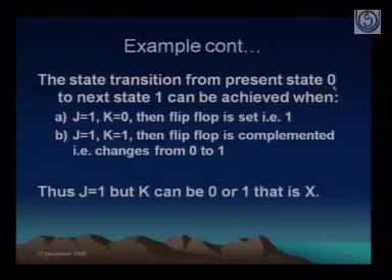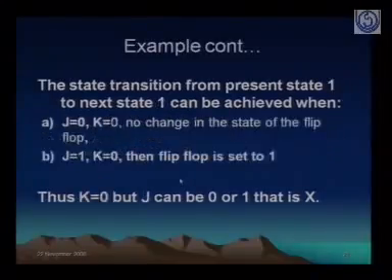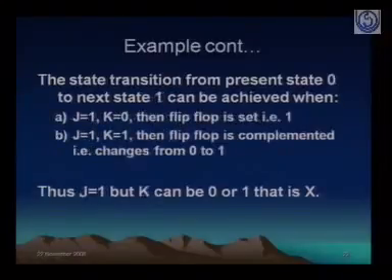On the other hand, if it was in state 0 and I apply J equals 1 and K equals 1, the flip-flop will be complemented and we will move from 0 to 1. Why? Because it's a complement. So we want to complement the flip-flop and that will happen. So this is the way you can see. The flip-flop will be complemented. Thus, the value of J has to be 1, and K does not matter, so that is don't care, and that is X.